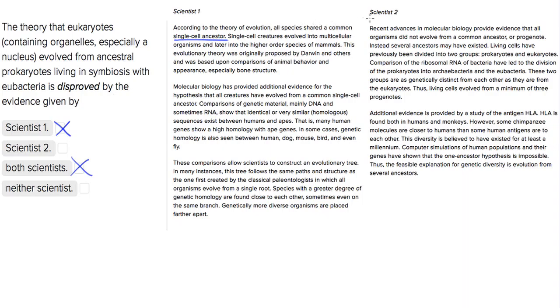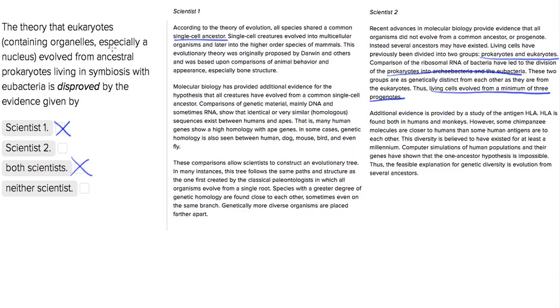So Scientist 2 talks about the fact that there are two groups of living cells, prokaryotes and eukaryotes, and that there are divisions of the prokaryotes into different types of bacteria. But then he just uses this to talk about how living cells evolve from a minimum of 3 progenotes, so not one single cell ancestor like Scientist 1 thinks. And then he's off to something completely different, something about an antigen in humans and monkeys. So this is not talked about in Scientist 2's argument either.